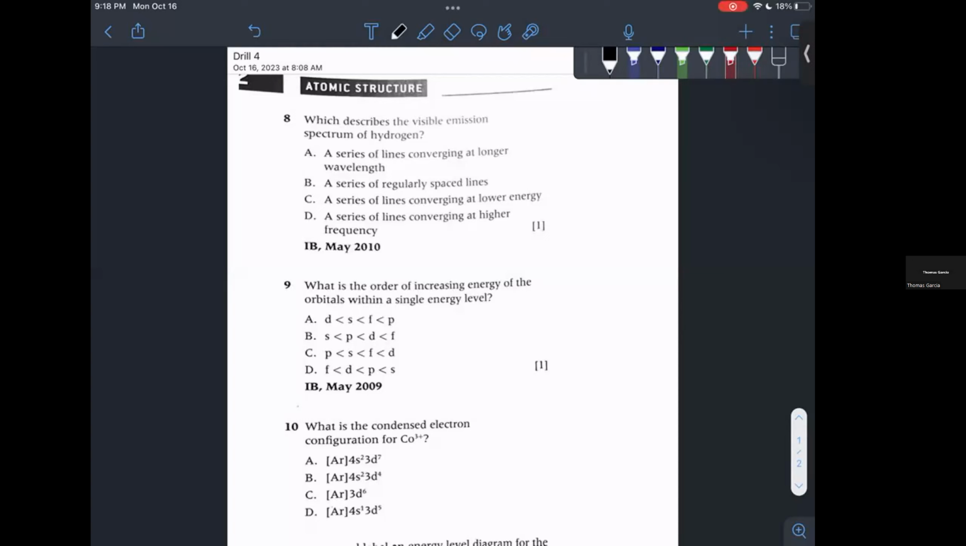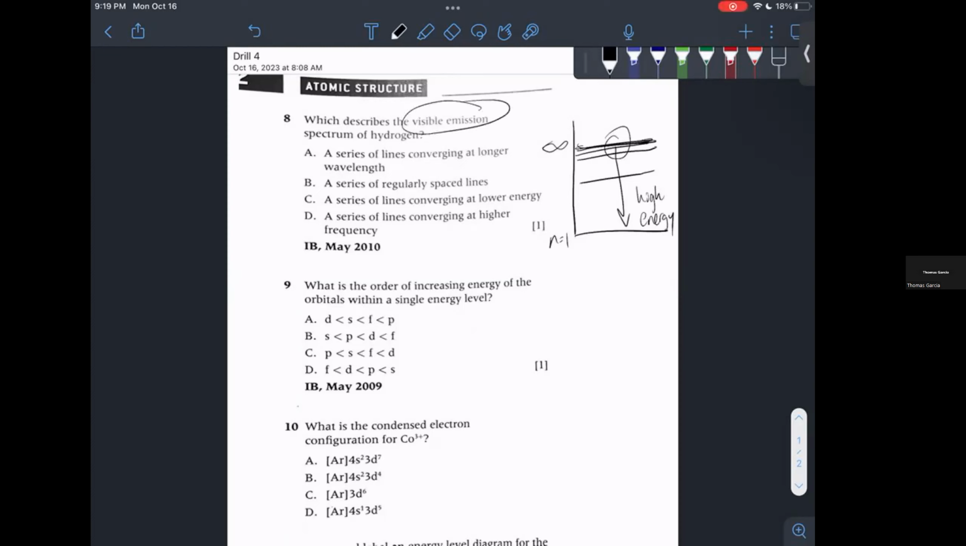Starting with number 8, which describes the visible emission spectrum of hydrogen. Well, we're going to keep looking at these emission lines, starting at n equals 1, 2, 3, 4, 5, 6, until they all converge to infinity. On this convergence at the top, when we drop down, we are producing a very high energy, and that's going to represent UV radiation. However, this is describing the visible emission spectrum of hydrogen.